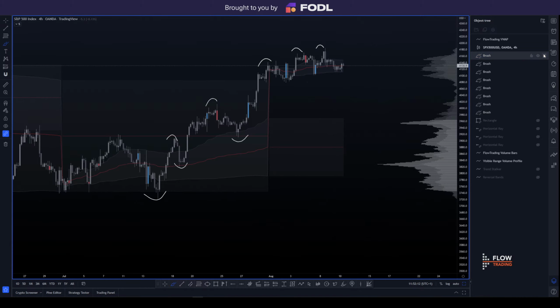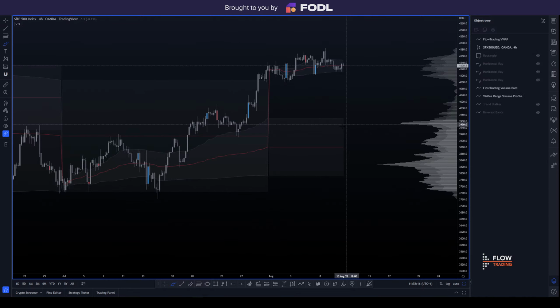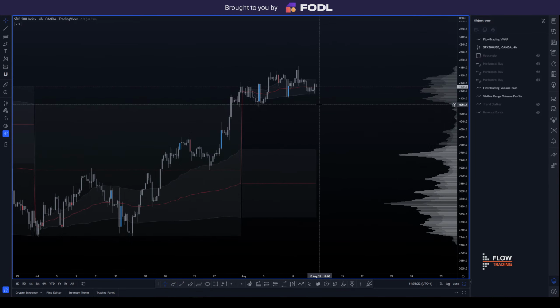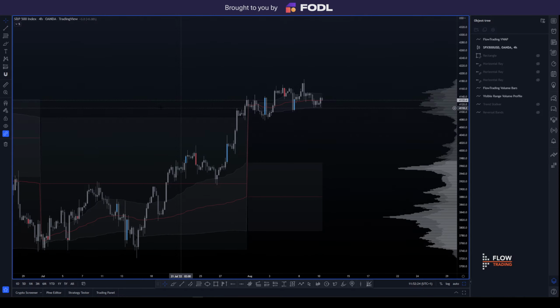You can definitely use context and think, okay, the world looks like crap, and it looks like we might be heading for a global recession or whatever. But either way, this does look bullish on the smaller time frames. Okay, there's no two ways about it. The chart is telling you that this wants to go up.